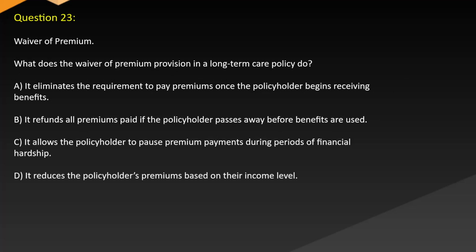Question 23. Waiver of premium. What does the waiver of premium provision in a long-term care policy do? A. It eliminates the requirement to pay premiums once the policyholder begins receiving benefits. B. It refunds all premiums paid if the policyholder passes away before benefits are used. C. It allows the policyholder to pause premium payments during periods of financial hardship. D. It reduces the policyholder's premiums based on their income level.